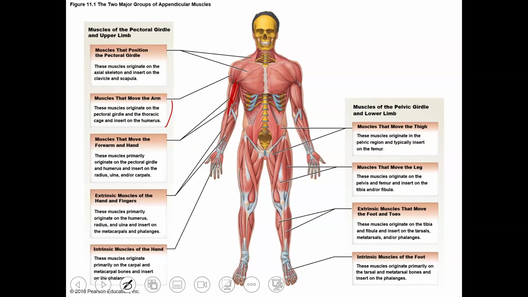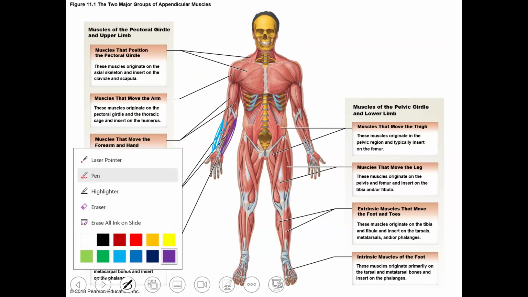Let's use a different color. That upper arm bone is the humerus. Muscles that move the forearm and hand primarily originate on the pectoral girdle and the humerus and insert on the radius, ulna, and/or carpals. Carpals are just the bones of the wrist. Radius is the thumb side, like thumbs up, rad. And then the ulna is the other side.